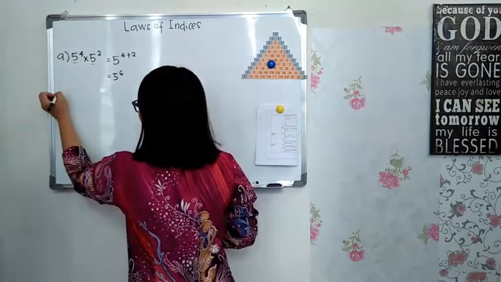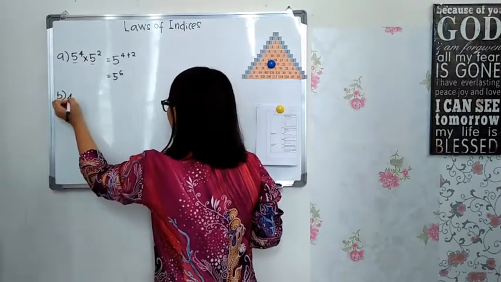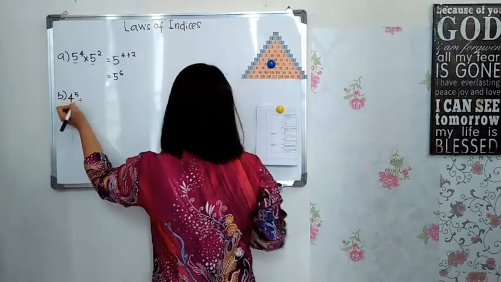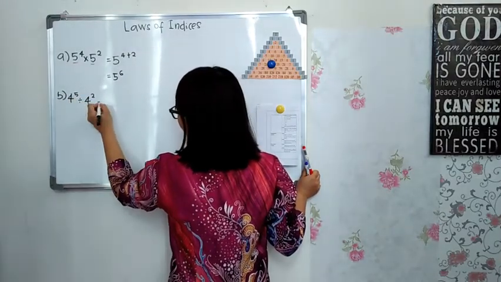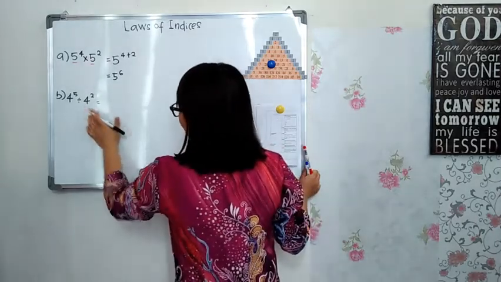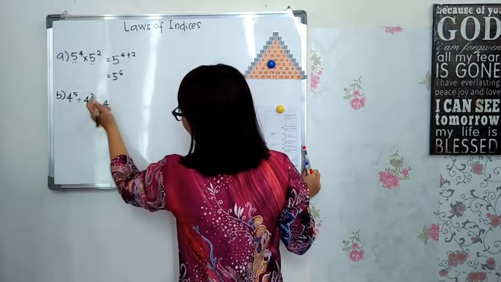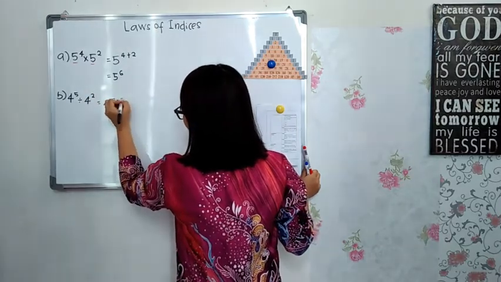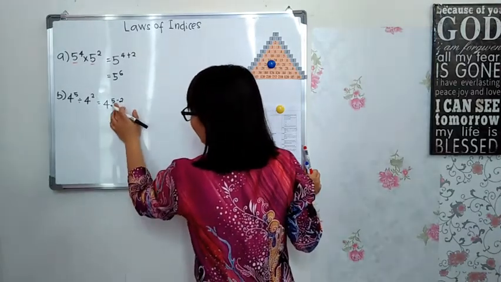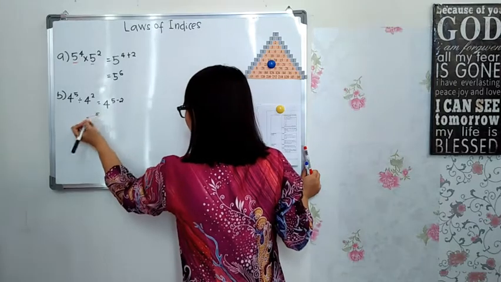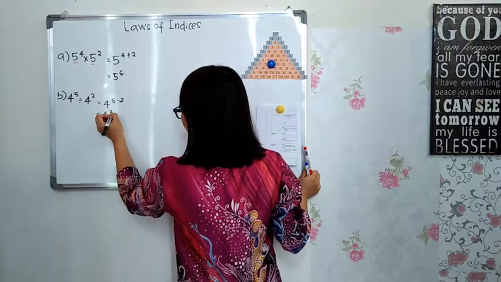Next, we will discuss B. B is 4 to the power of 5 divided by 4 to the power of 2. So the base is 4 and the power is 5 minus 2. You must remember, if here is divide, automatically it becomes minus, okay? So the answer is 4 to the power of 3.